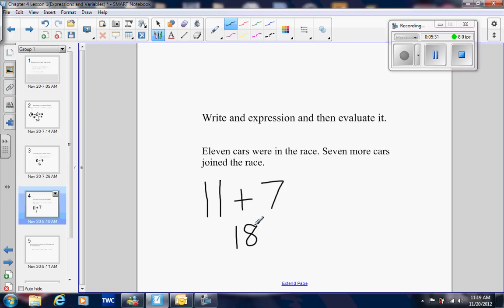And evaluating it means you're going to get the answer, which is 18. So I hope that's how it worked. If it didn't, you have to do a little bit more work with it. I can be involved in that work. Your parents can be involved in that work. We've got your book to help out, but know the difference between an expression and an equation. All right. Now we're going to start moving into the next.